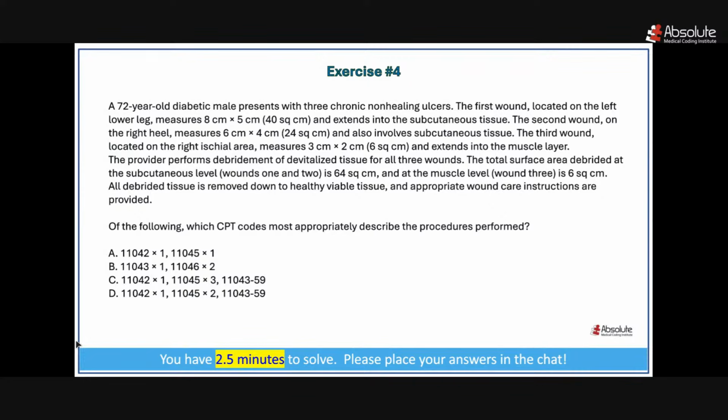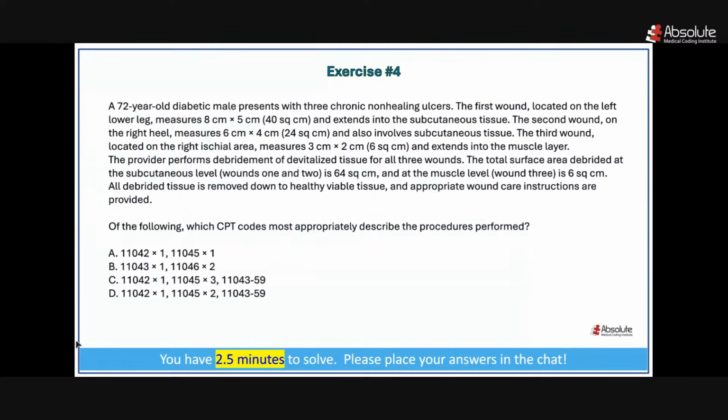Exercise number 4. We've got 2 more to complete. Okay, of the following, which CPT code most appropriately describes the procedure performed? Option A, 11042 times 1, 11045 times 1. Option B, 11043 times 1, 11046 times 2. Option C, 11042 times 1, 11045 times 3, 11043 with a 59 modifier. Option D, 11042 times 1, 11045 times 2, 11043 with a 59 modifier.